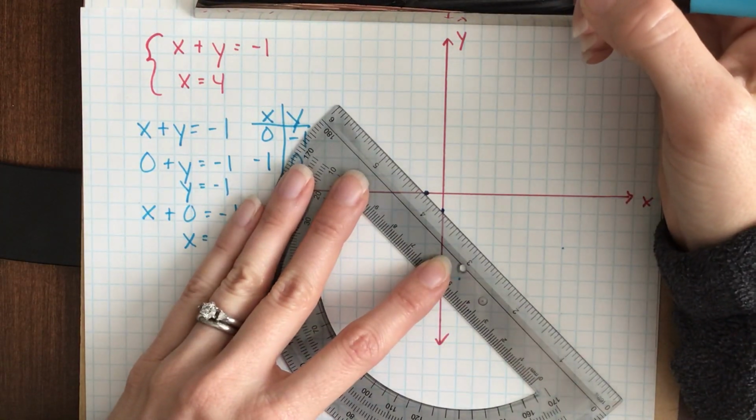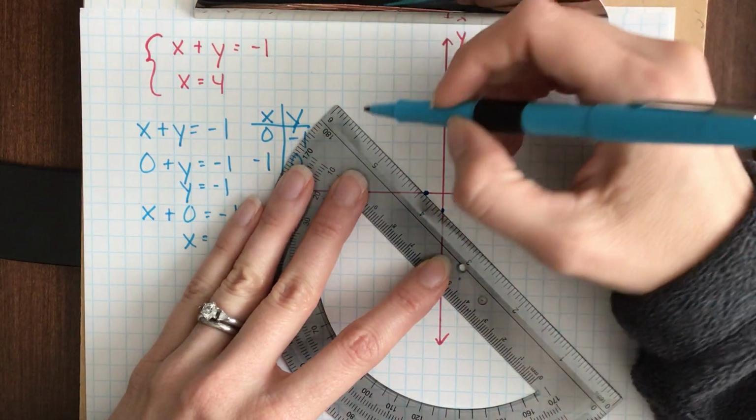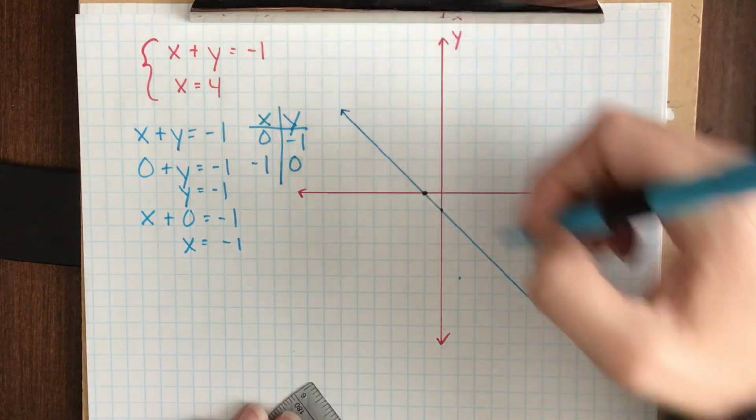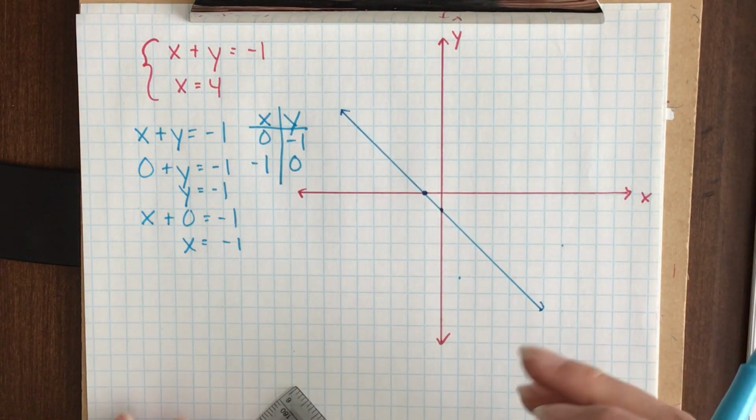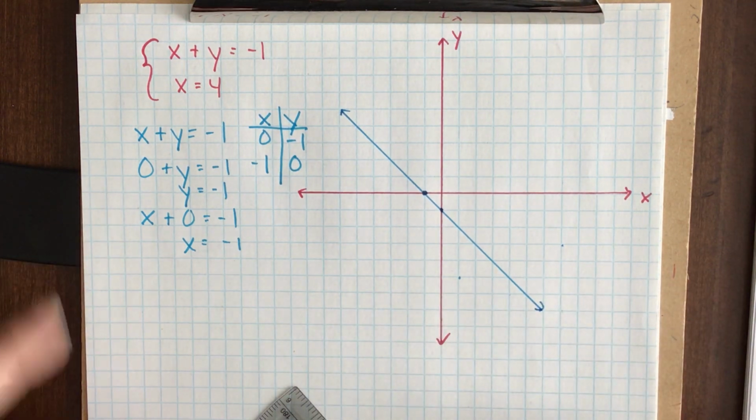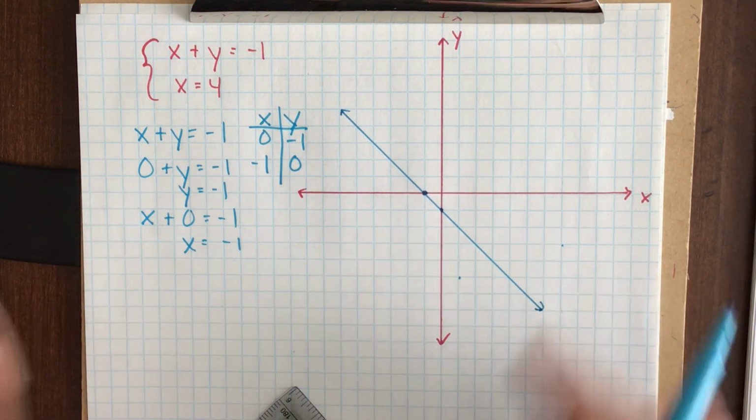And you end up with this line. You have to make sure you're using a straight edge when you graph these lines, because if you don't, you're not going to be able to see where they intersect. It's really hard to draw a straight line without a straight edge. All right, so that was one way to graph that problem.